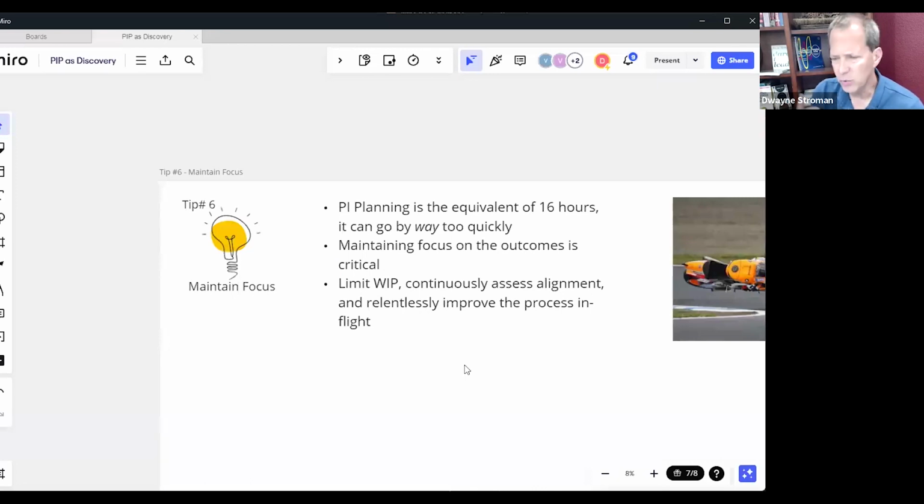You know, there's one of these that we're missing, is maintaining focus. PI planning is 16 hours, the equivalent of it. Keeping your focus during that time is absolutely critical. Focusing on what the objectives are, what we're trying to accomplish. And again, we want to walk out the door or shut off the Zoom, whatever, at the end of that 16 hours with a direction.